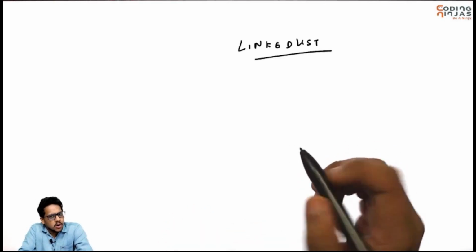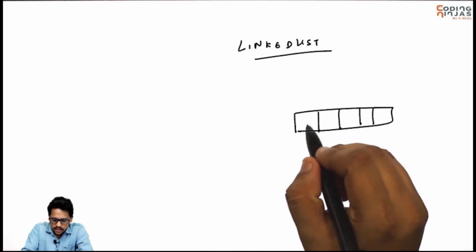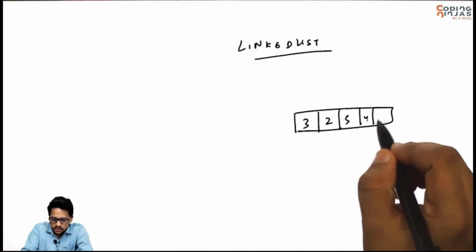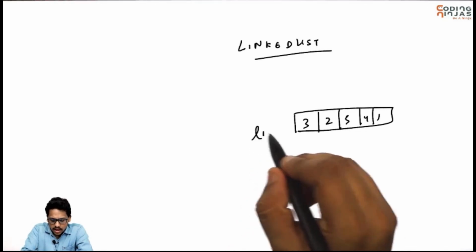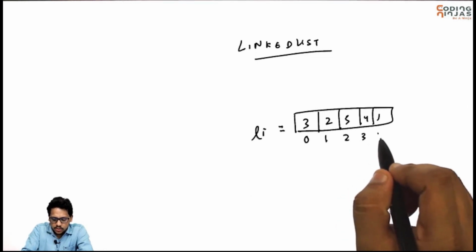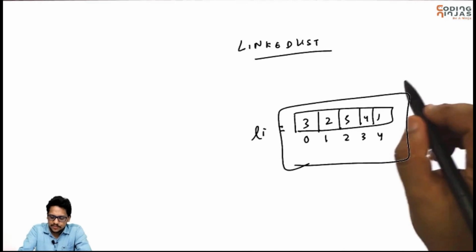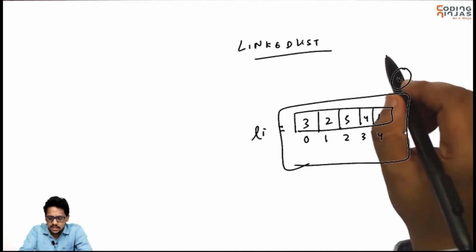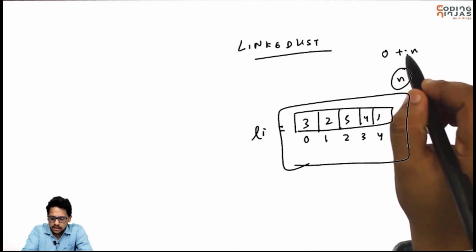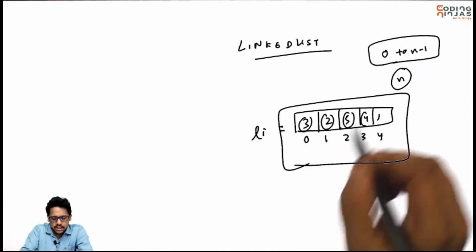So list stores how? If you have a list like this, let's say 3, 2, 5, 4, 1, it has an index saying that this is my 0th element, this is my first, second, third and fourth. So if a list has 5 elements, my indexing goes from 0 to 4. If a list has n elements, my indexing goes from 0 to n minus 1. Okay, and all of these elements are stored continuously in a list.